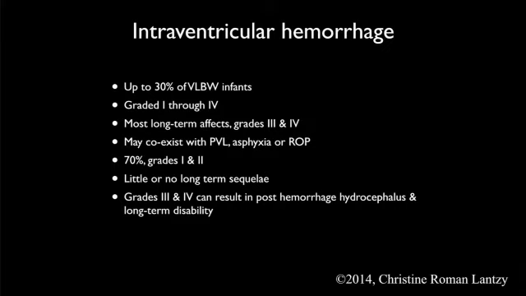IVH can coexist with white matter damage, with asphyxia, with ROP. It can coexist with other things that can happen to premature babies. Most of the infants who do have a brain bleed, IVH, have one that is less severe, graded 1 or 2. Those have little or no long-term difficulties. But the grade 3 and 4 IVH can result in post-hemorrhage hydrocephalus and in long-term disability.